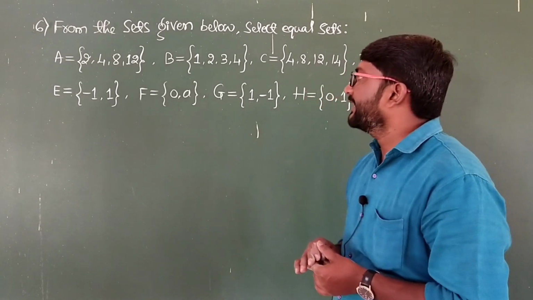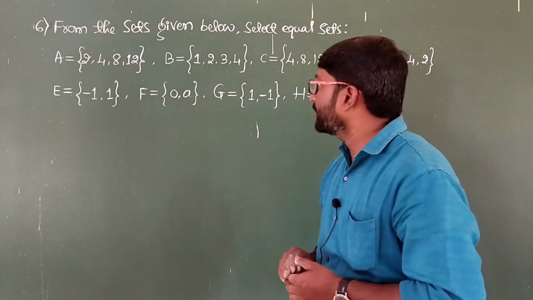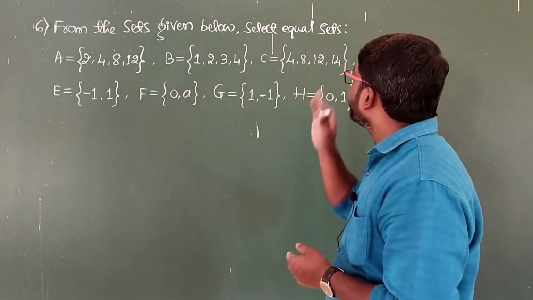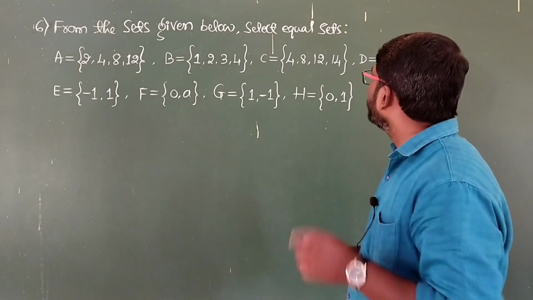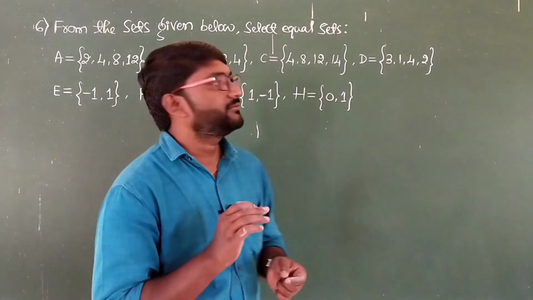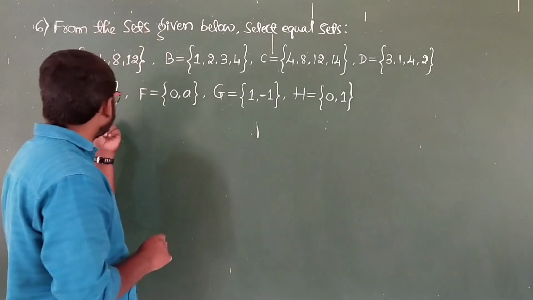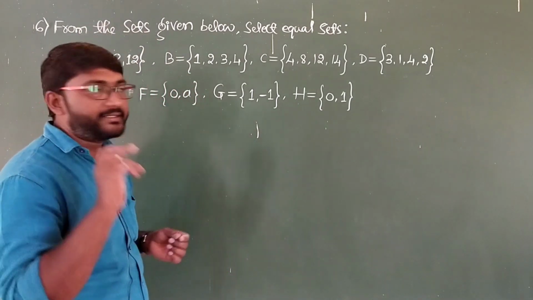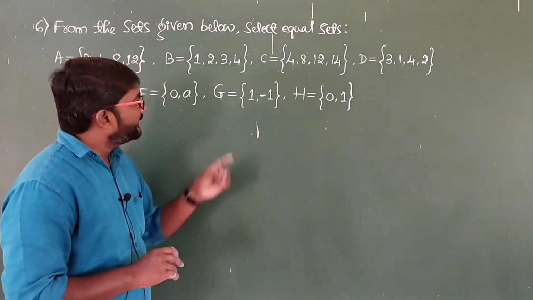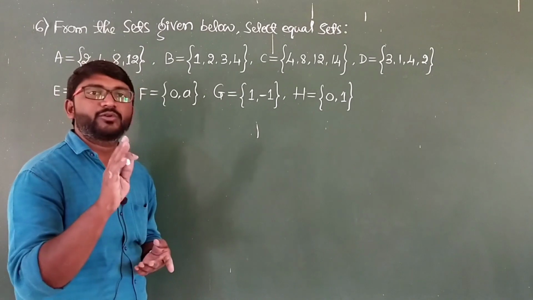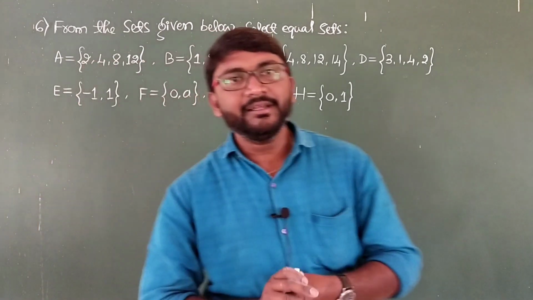Set A, the elements are 2, 4, 8, 12, and the set B 1, 2, 3, 4, and the set C 4, 8, 12, 14, and the set D you have 3, 1, 4, 2, and then in the set E you have -1 and +1, in the set F you have 0 and A, in the set G you have 1 and -1, in the set H you have 0, 1, 0 and 1 as the elements.